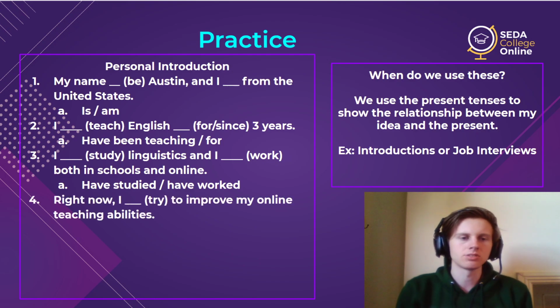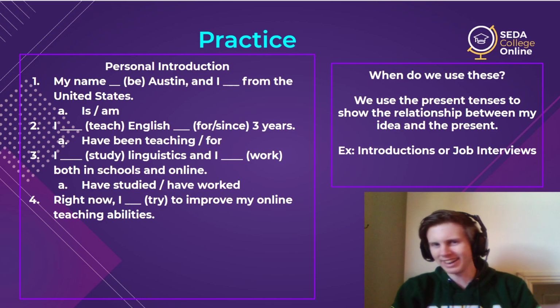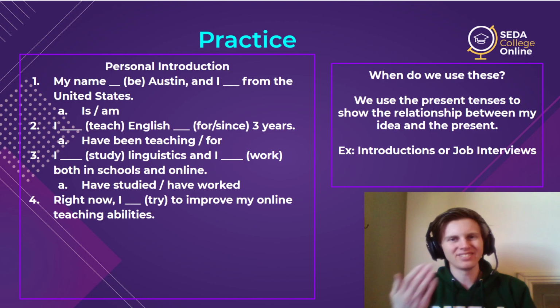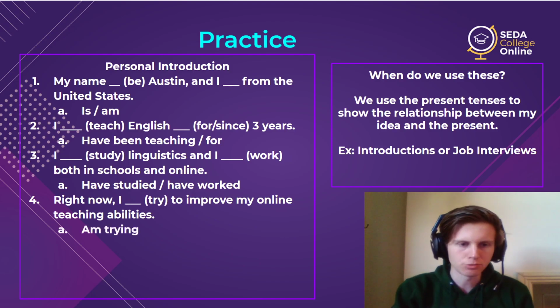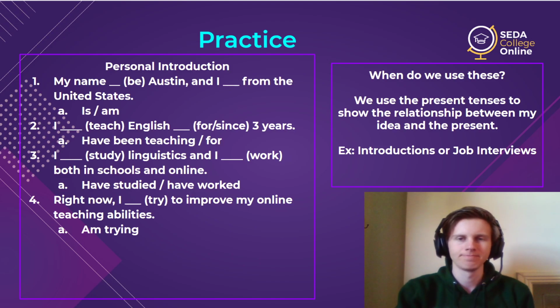And then how about this? Right now, I am trying to improve my online teaching skills. So we're doing this right now. It's something I'm doing every day. So this is a process. So of course I want to use am trying. I want to use the present continuous here because I want to tell the other person that this is what I am doing right now. This is my current process. I am trying to improve my online teaching.